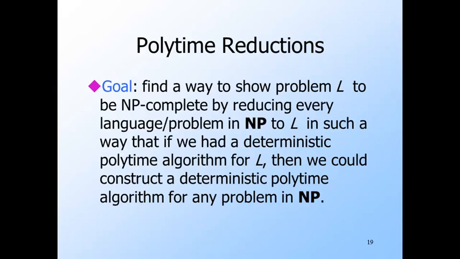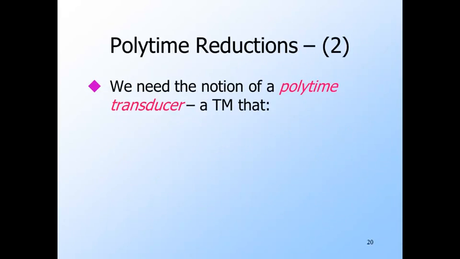So in order to show problem L to be NP-complete, we have to show that every problem in NP is somehow embedded in L. We need a transformation from every problem in NP to L, and this transformation has to be sufficiently fast that if we had a deterministic polynomial time algorithm for L, then we could use it to build a deterministic polynomial time algorithm for each problem in NP. We're going to define a polynomial time transducer. Notice that people frequently shorten polynomial time to polytime, and we'll start doing that too.